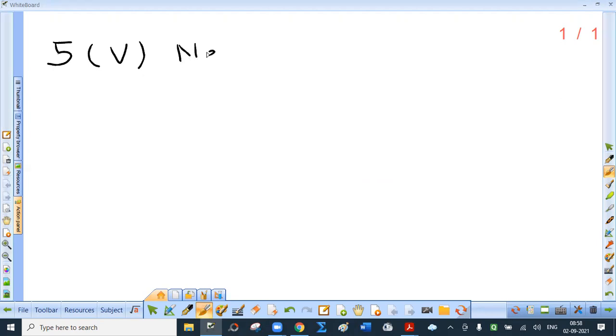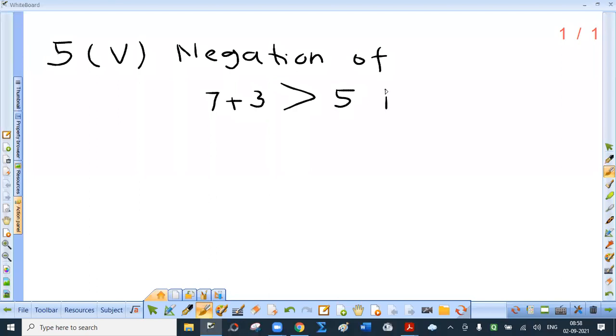Now tell me what about fifth? Negation of 7 plus 3 greater than 5. Don't say less than or something. Say not greater than 5. That's it. You may say, can we say 7 plus 3 less than or equal to 5? That is also correct. But why say that? 7 plus 3 greater than 5? Negation is not greater than 5.